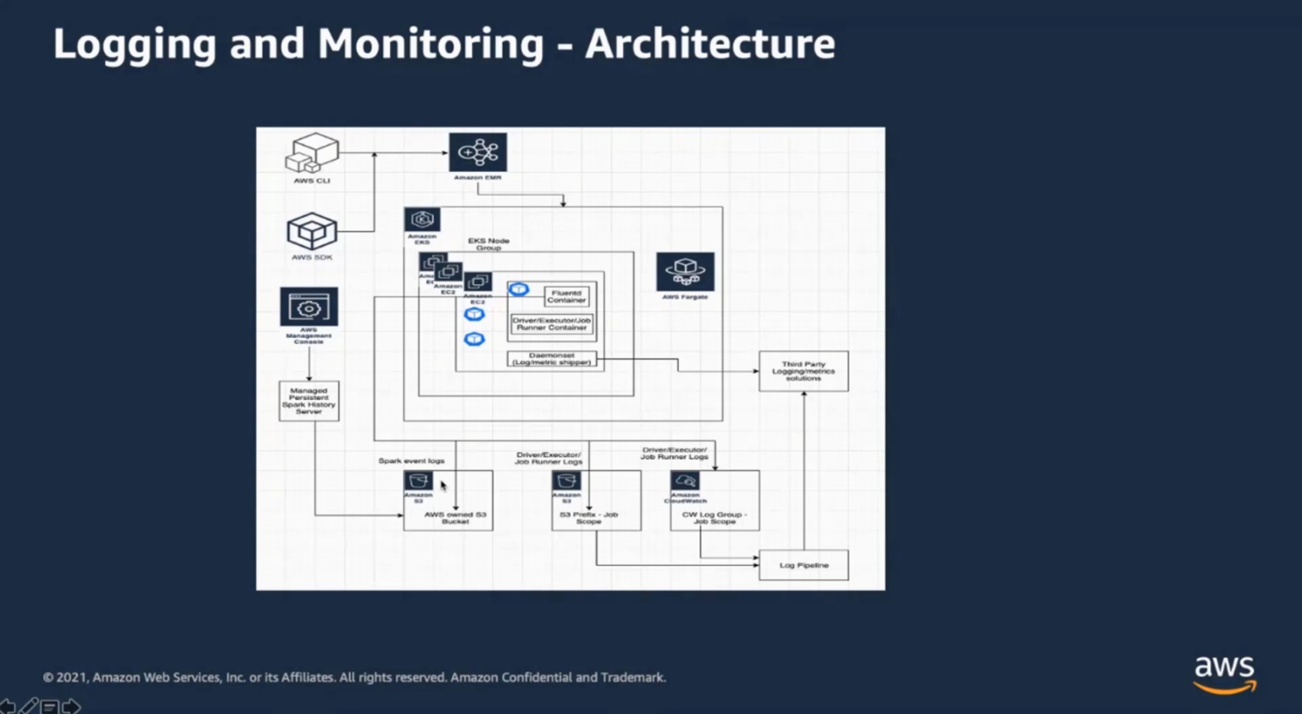If you have third-party logging or monitoring solutions, like mentioned earlier, you can run the daemon set on the EKS worker nodes and ship it to here. And you can also optionally use a log pipeline to scrape it from S3 and push it as well.